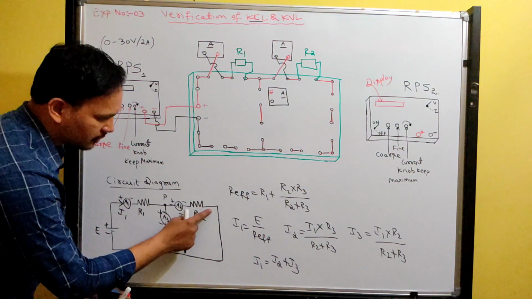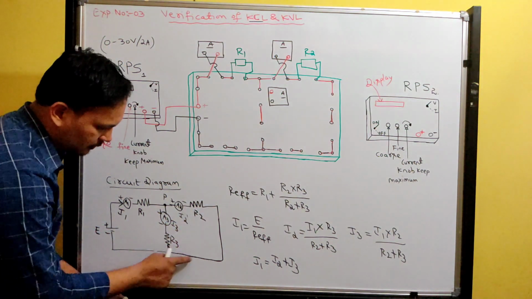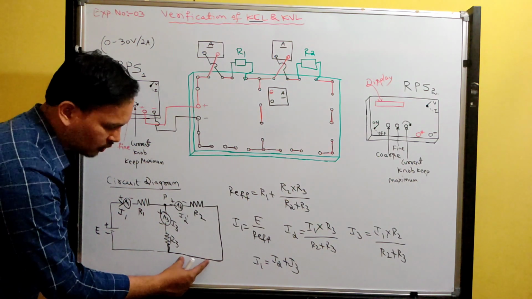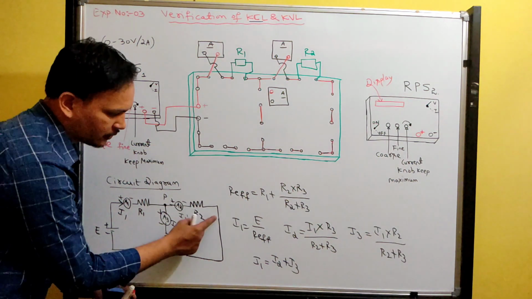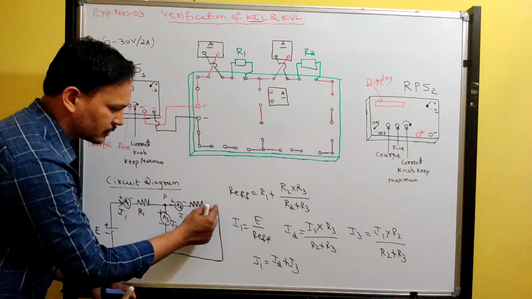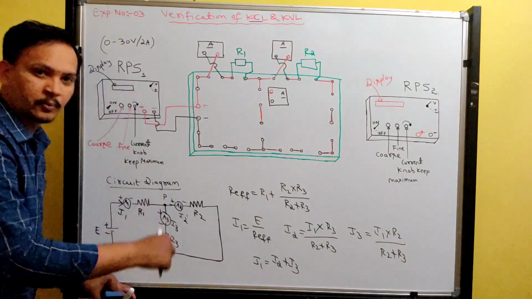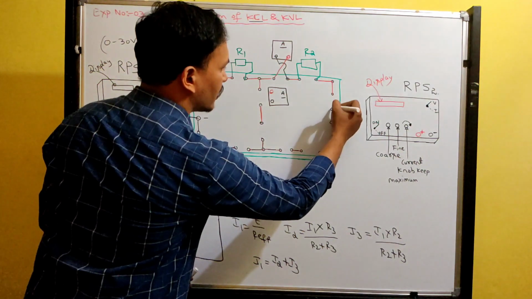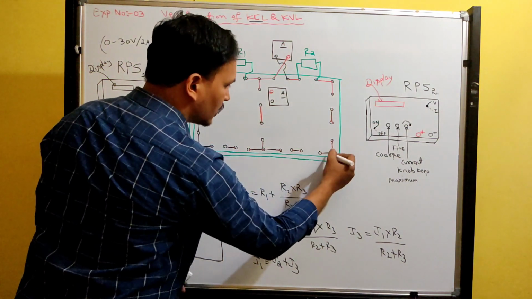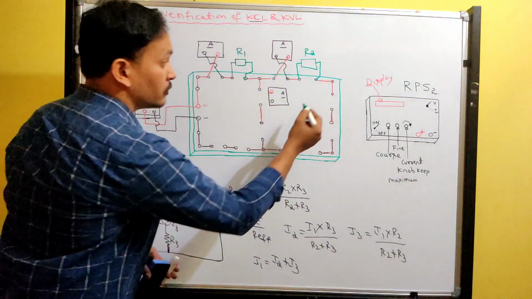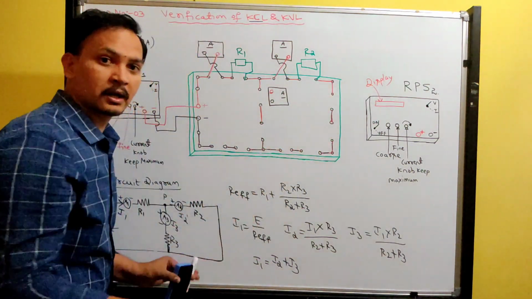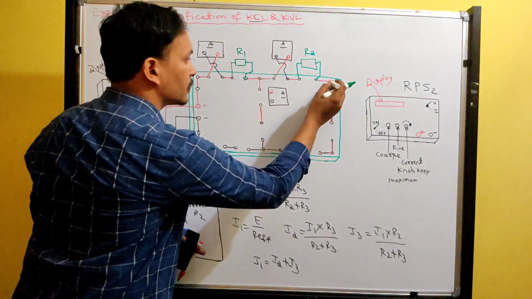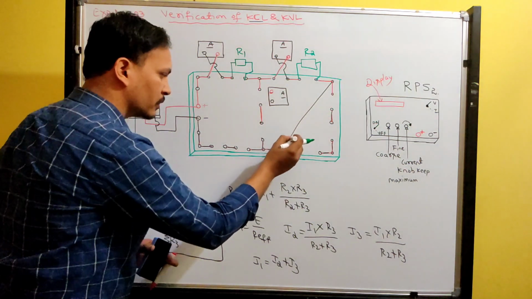Then finally, from here to here there is no instrument, no component, no resistor. This end is connected to this point. So this point is here. You can join all of this, otherwise you can join from here to here directly. Okay, so I am going to join from here to here.